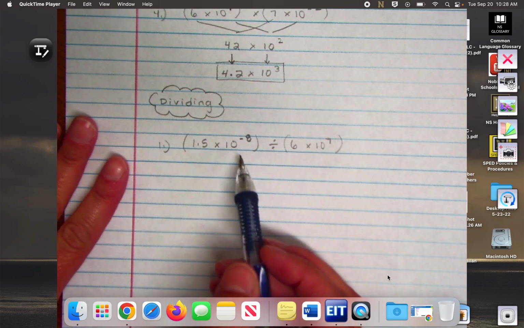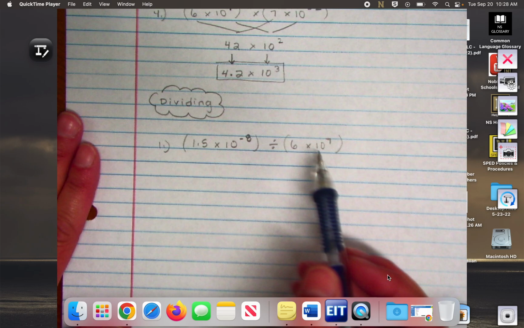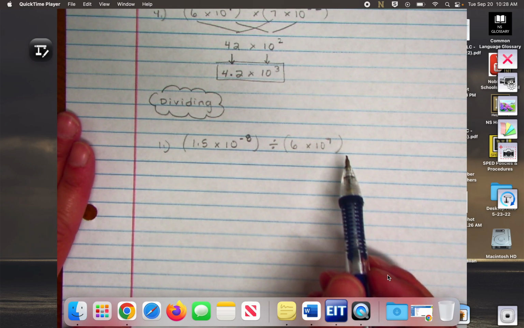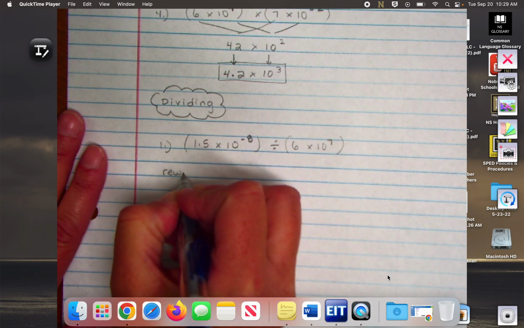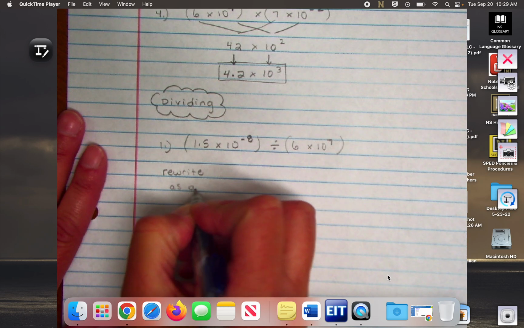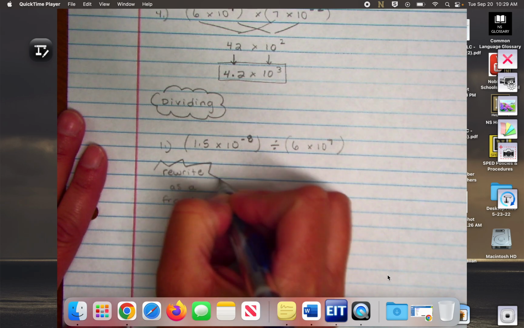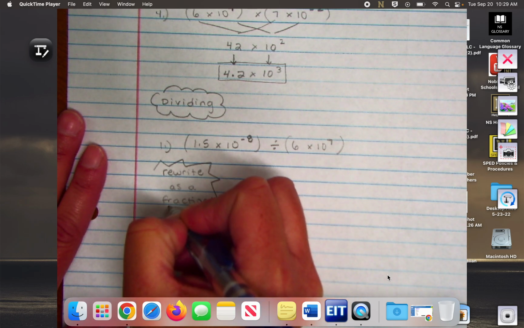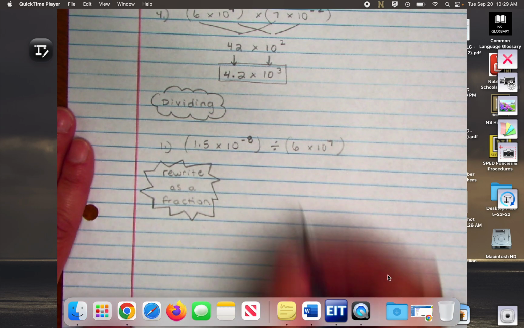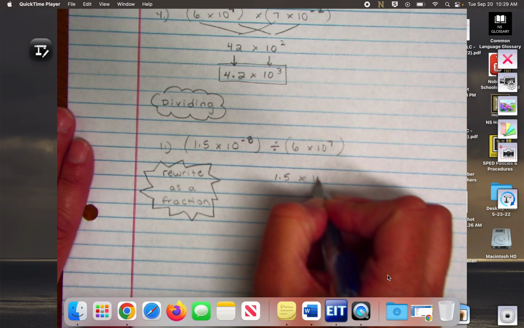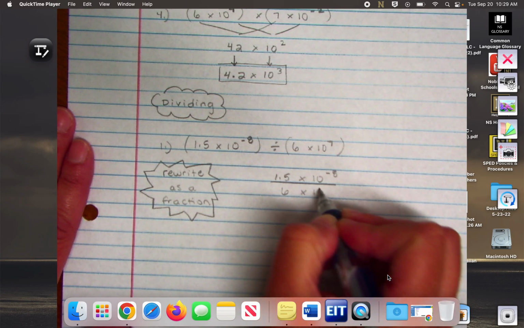Okay, so we have 1.5 times 10 to the negative 8 divided by 6 times 10 to the 7th. The first thing we're going to do is rewrite as a fraction. We're going to write this as an angry cloud to catch our attention. Rewrite as a fraction. So I'm going to have 1.5 times 10 to the negative 8 divided by 6 times 10 to the 7th.